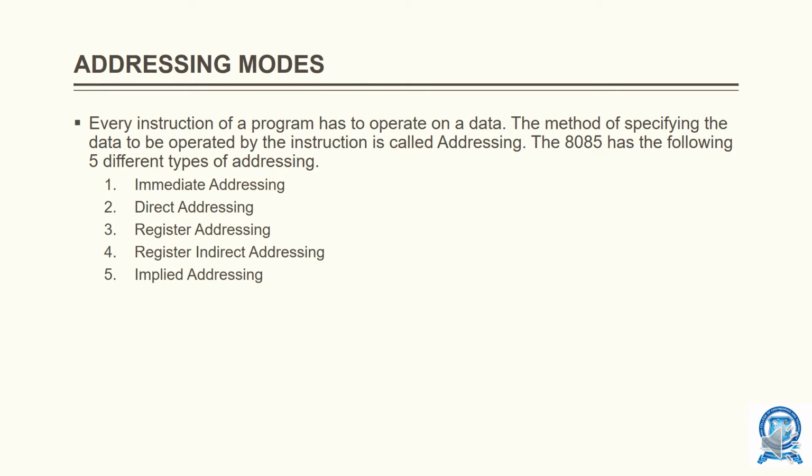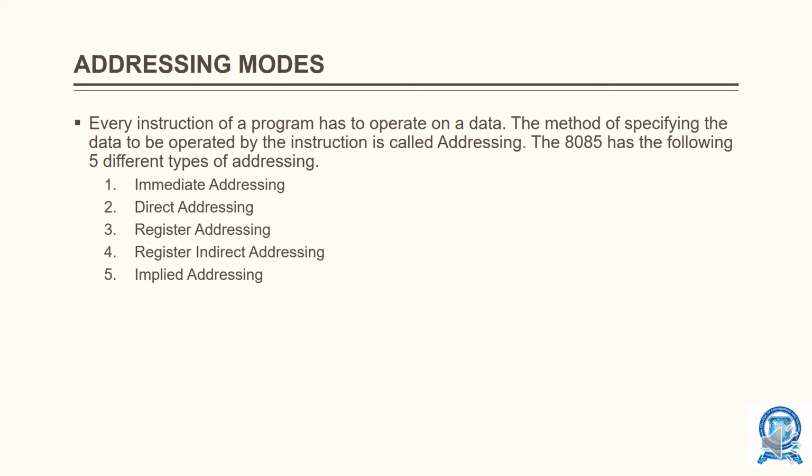Addressing modes of the 8085 processor. Every instruction of a program has to operate on data. The method of specifying the data to be operated on by the instruction is called addressing. The 8085 has the following 5 different types of addressing: immediate addressing, direct addressing, register addressing, register indirect addressing, and implied addressing or indexed addressing. So these are the 5 addressing modes available in the Intel 8085 processor.